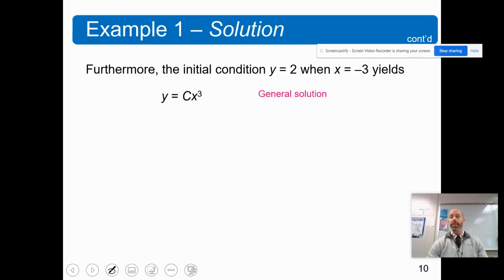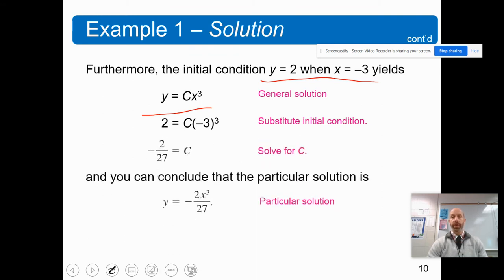Now, we need to figure out what the C value is based on the initial conditions. y is 2 when x is equal to negative 3. So here's our general solution. All we're going to do is substitute 2 in for y and negative 3 in for x. And when we work that out, it turns out that C is negative 2 over 27. Therefore, we'll substitute that back into our original solution, and we will get the final answer here of y equals negative 2x to the third over 27. That is the particular solution.